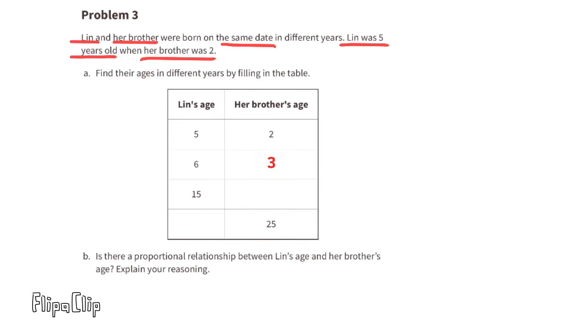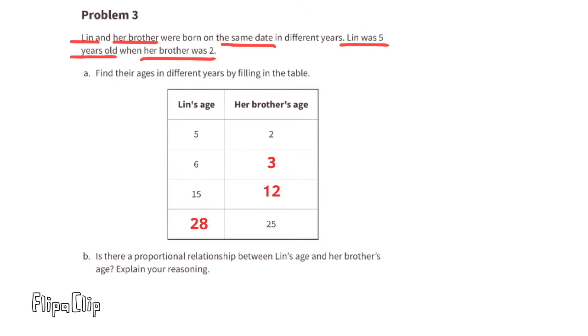Problem number 3. Lynn and her brother were born on the same date in different years. Lynn was 5 years old when her brother was 2. A. Find their ages in different years by filling in the table. To find her brother's age, we simply subtract 3. 5 minus 3 is 2, 6 minus 3 is 3, 15 minus 3 is 12. What number minus 3 is 25? 28 minus 3 is 25.